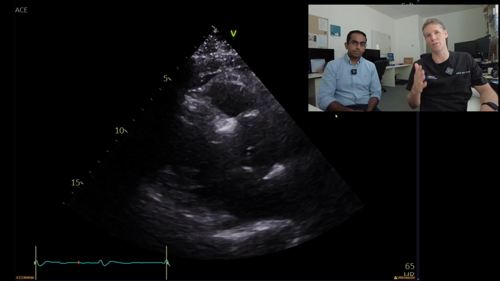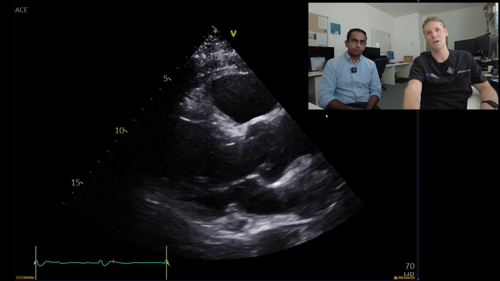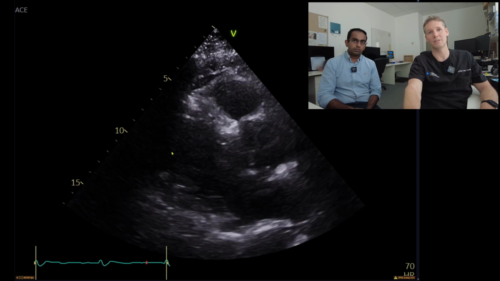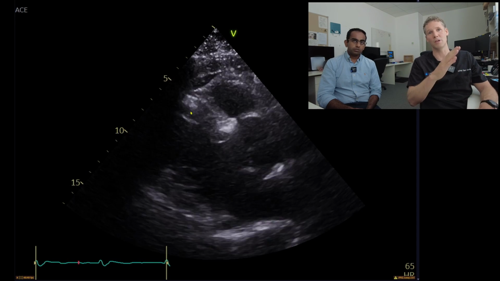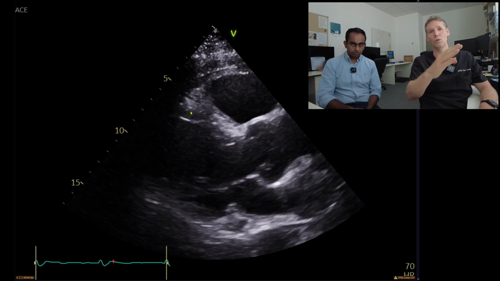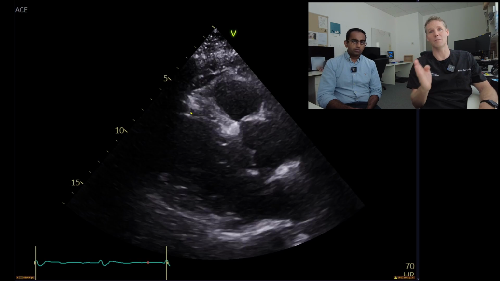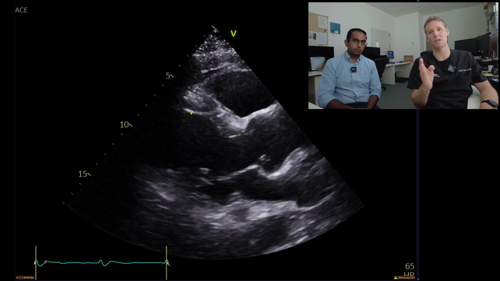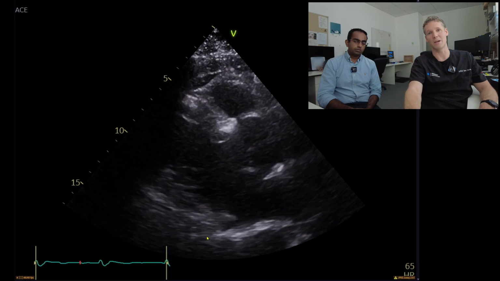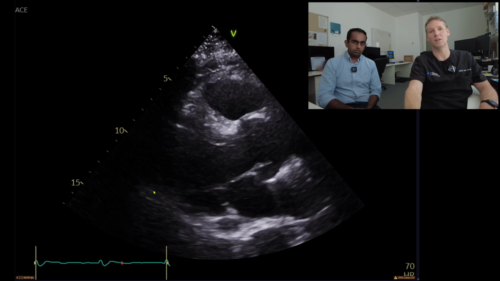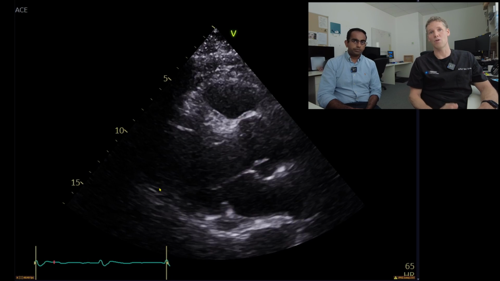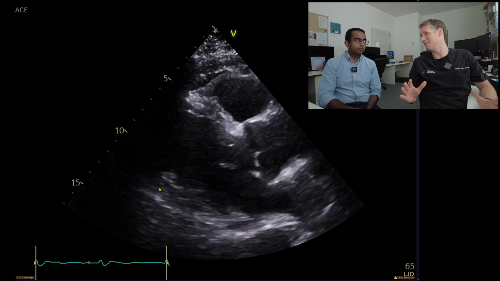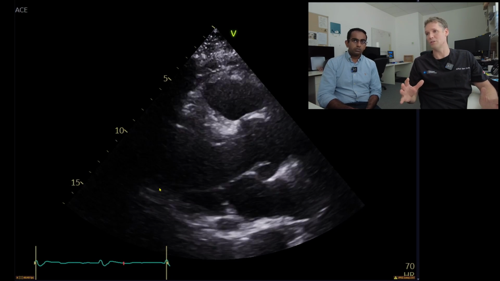Very nice. Okay, well, let's have a look at the echo. So I'll start off with our parasternal long axis view. The walls that I can see in my parasternal long axis view: from the septum wall, I'm looking at my anteroseptal wall, and I can see my base and my mid-ventricle segments. And then on the other side, I can see my infralateral, and that's the base and the mid walls.